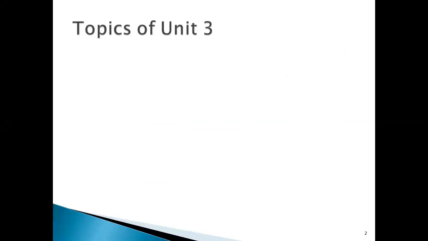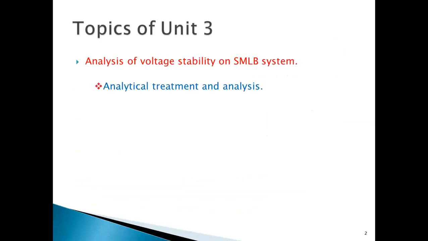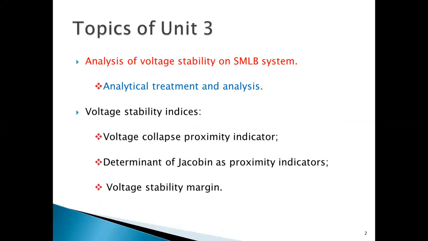The topics of unit 3 are analysis of voltage stability on single machine load bus system, analytical treatment and analysis, voltage stability indices, voltage collapse proximity indicator, determinant of Jacobian as proximity indicators, voltage stability margin.